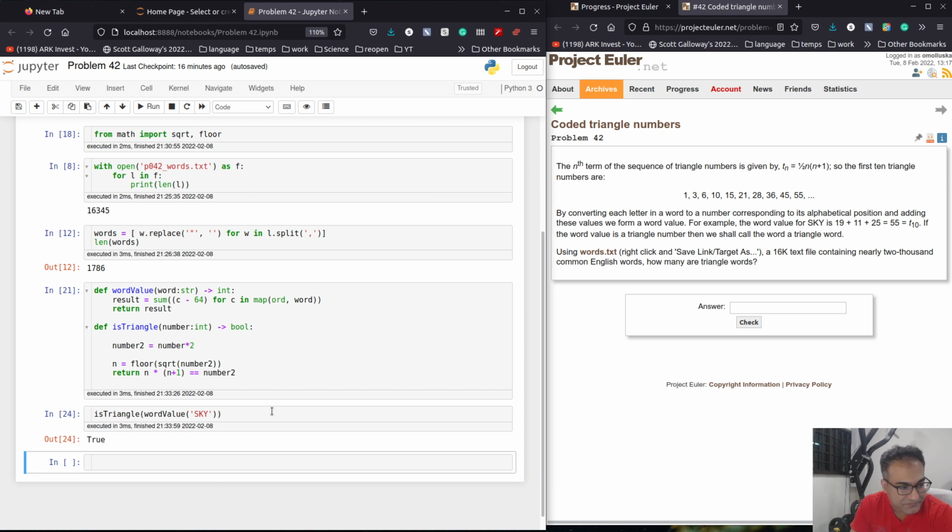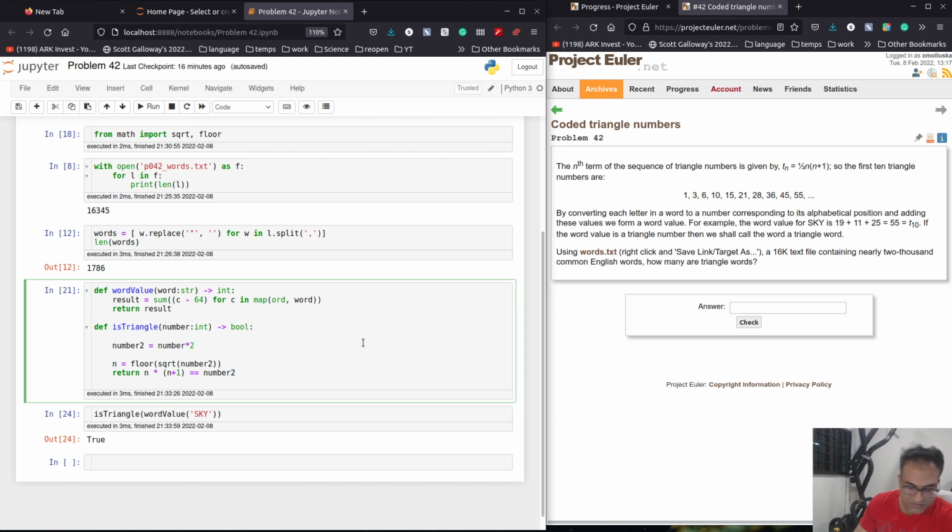So given this, and this is something that I really like about Python. It's very expressive in this sense. So now, given that we have all of this, all we have to do is find all the triangle numbers. So all the words that are triangle numbers.